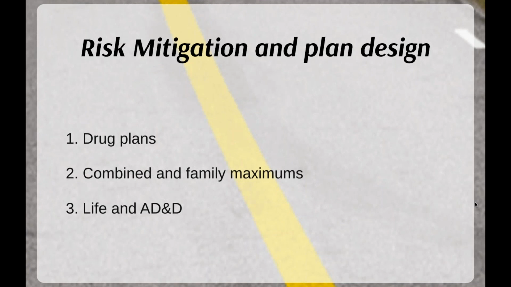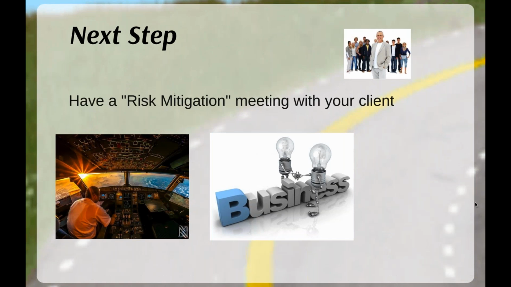Risk mitigation and plan design. We talked about drug plans. We talked about three things with respect to the drug plans: putting in a drug max, a restricted formulary, and pre-existing conditions, not necessarily in that order. We talked about combined family maximums with respect to paramedical and dental services. And we also talked about a risk mitigation solution, both theirs and yours, with respect to life and accidental death and dismemberment insurance. Have a risk mitigation meeting with your clients.